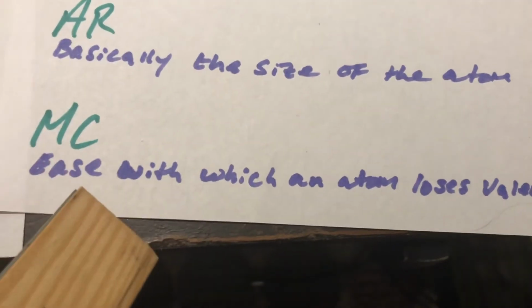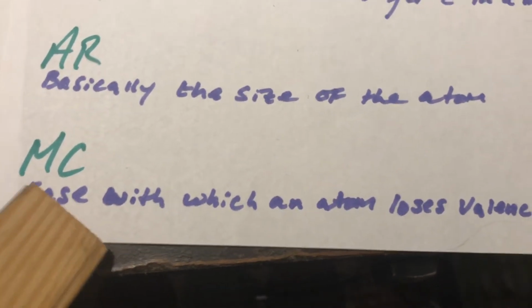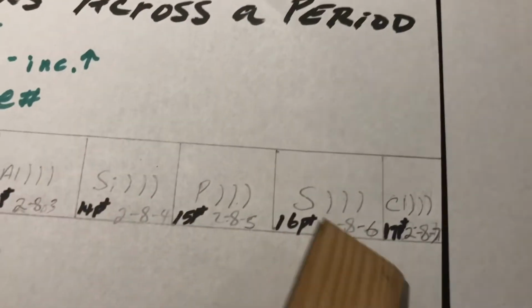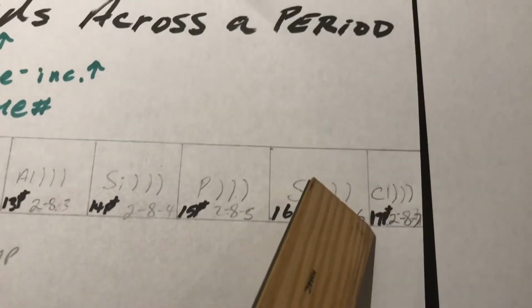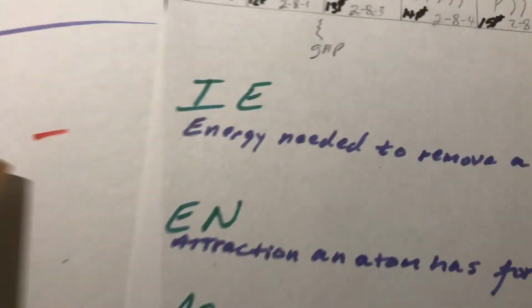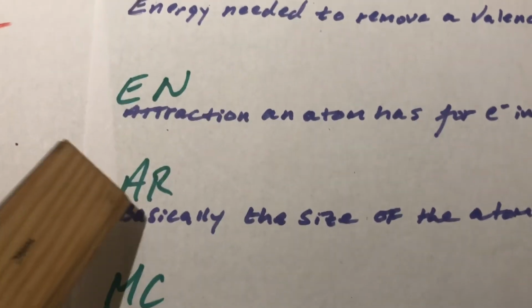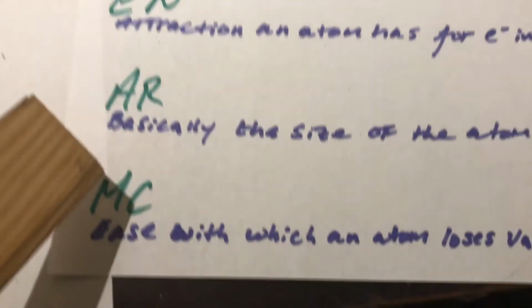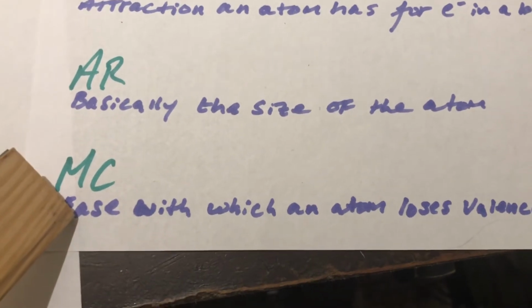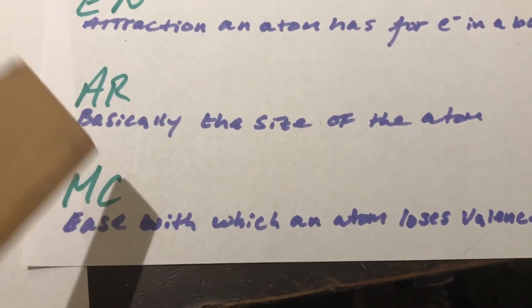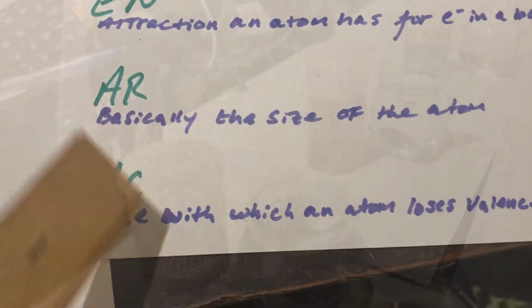And metallic character, what's going to happen as you go left to right? It's going to be harder and harder for you to lose electrons. How come? Attraction is stronger. These guys on the right side are holding on to their electrons much more strongly than these guys over here. So once again, ionization energy goes up, electronegativity goes up, the atomic radius, the size of the atom, gets smaller, and metallic character also decreases. All right, so I'm going to do the demo in a second.